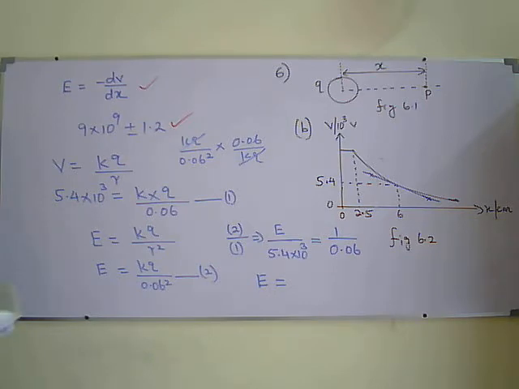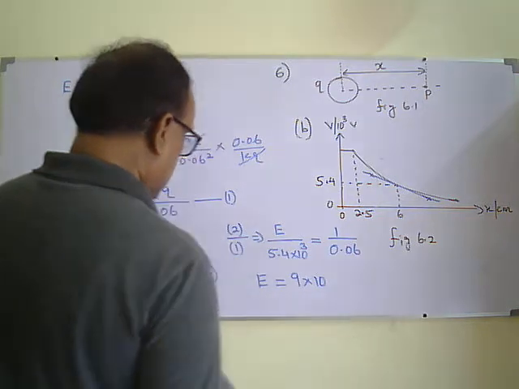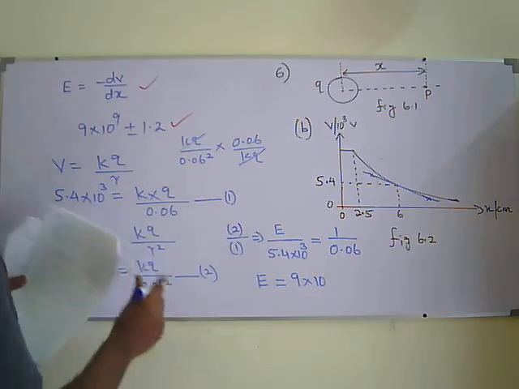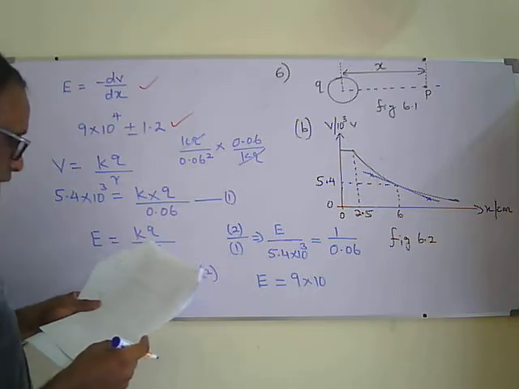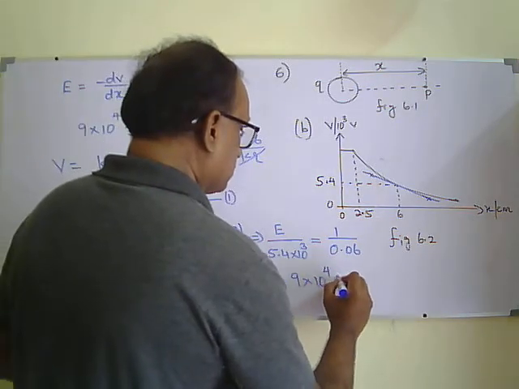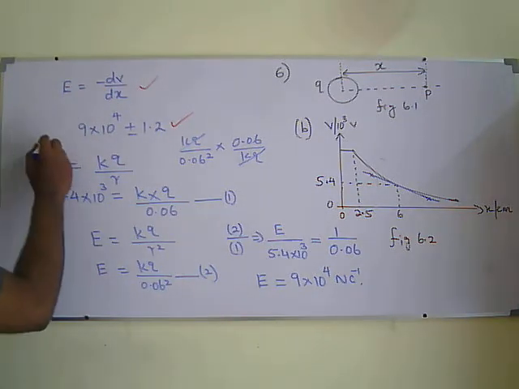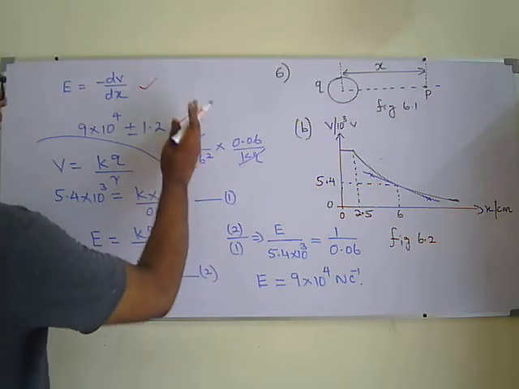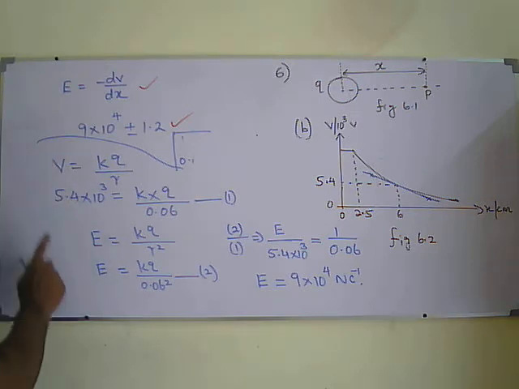So there also the answer you will get is almost 9 times 10 to the power 4, sorry, 9 times 10 to the power 4 Newton per Coulomb. Okay. So you can follow one of the methods, either drawing a tangent, or get the equations and divide each other. Both will give the same answer.